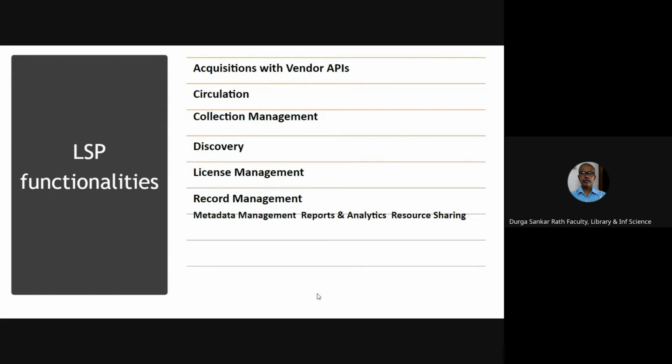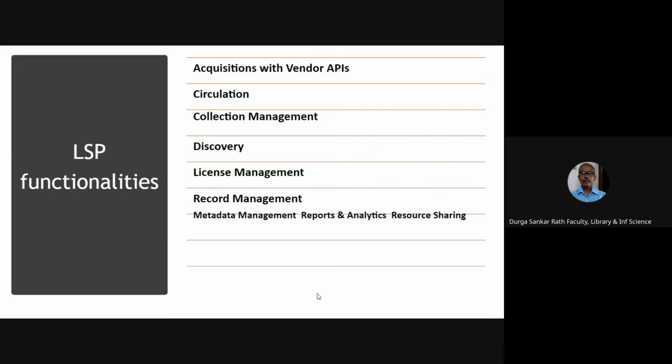Library service providers, the library service platform functionalities: acquisitions with vendor APIs. Vendors should also have an application program interface. Without that, earlier we were simply entering the vendor data, but at the vendor end they could not check which books are lying with the library at present, which books are yet to be delivered, what time has been given to deliver these books, and so on.